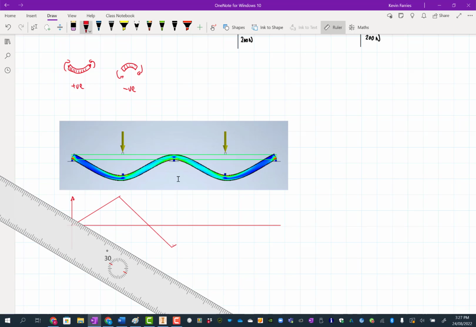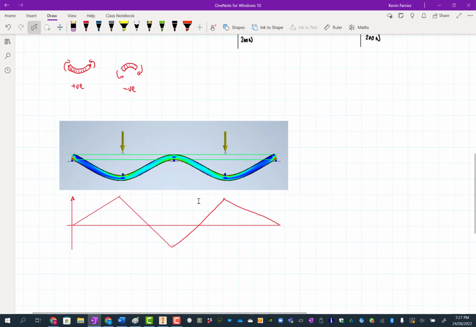I'll just do it by hand. It would go back up to here because there it's sagging again. And then you come back down maybe to 0. If it was a pin, it would come back to 0 at the end if that was pinned. And so you'd end up with a bending moment diagram like that. Nothing wrong with that, but it gets a bit confusing because when we're sagging, the moment's going up the way, and when we're hogging, the moment's going down the way.